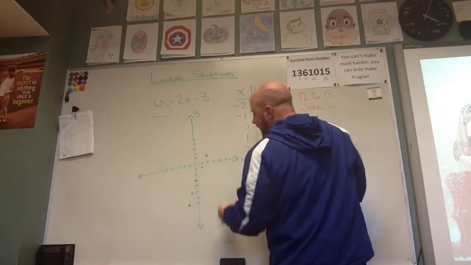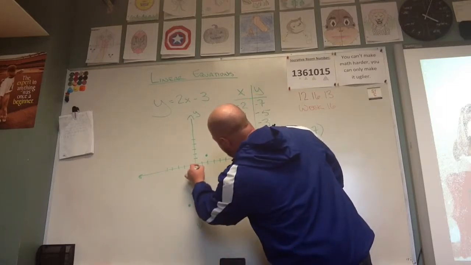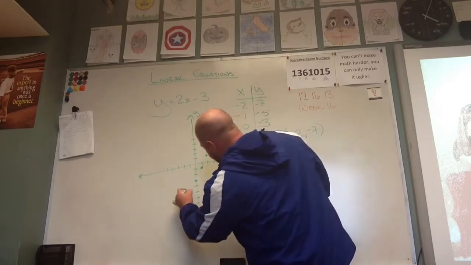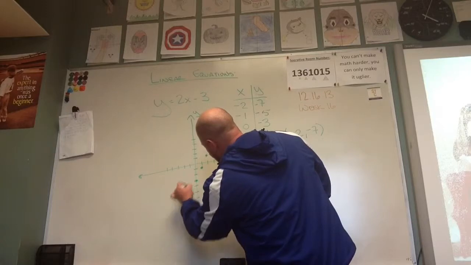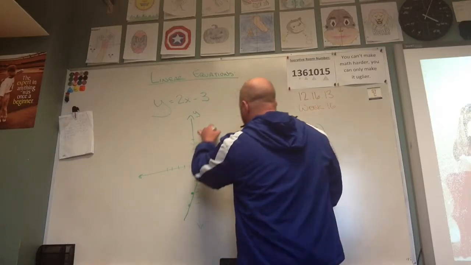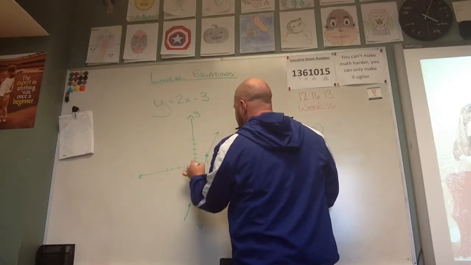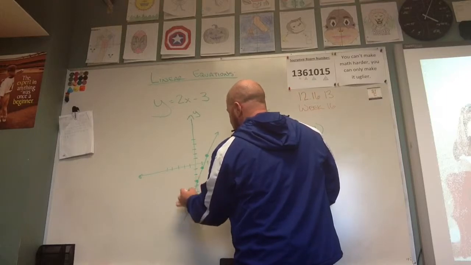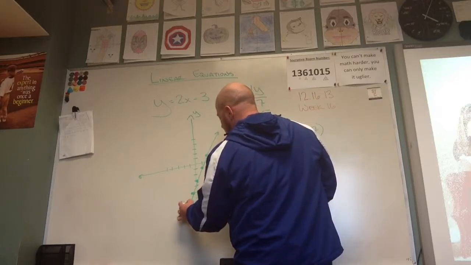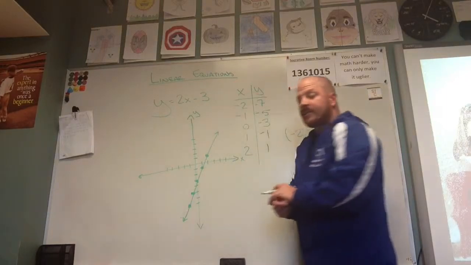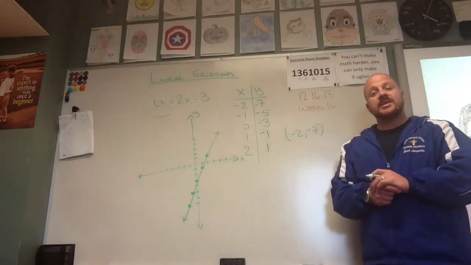And, provided I did my spacing pretty well, which I look to have done all right with, we should be able to connect these dots and form a straight line. Okay. That would be how to graph this function using a t-chart.